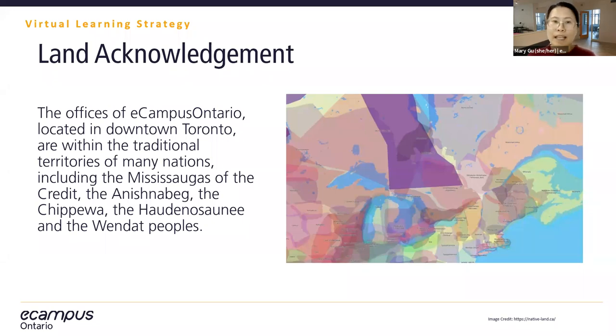So before we get started today, I want to take a moment and acknowledge the land that we are on. The offices of eCampus Ontario, which are located in downtown Toronto, are within the traditional territories of many nations, including the Mississaugas of the Credit, the Anishinaabeg, the Chippewa, the Haudenosaunee, and the Wendat peoples. I am working from home today, and I am also located on these same lands.